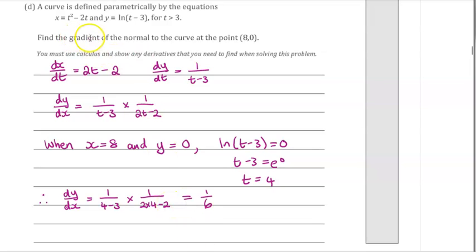Now we're trying to find the gradient of the normal. This gives us the gradient of the curve, which is the gradient of the tangent. The normal will be the negative reciprocal of this. So therefore the gradient of the normal is negative 6.